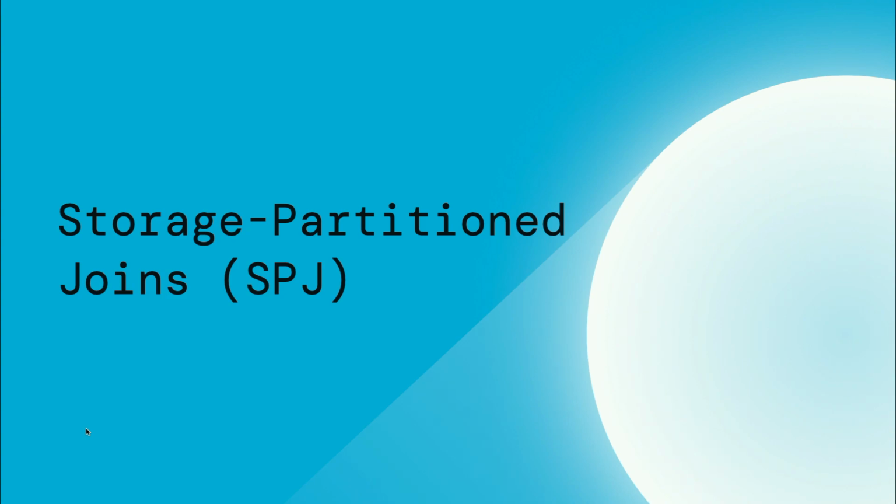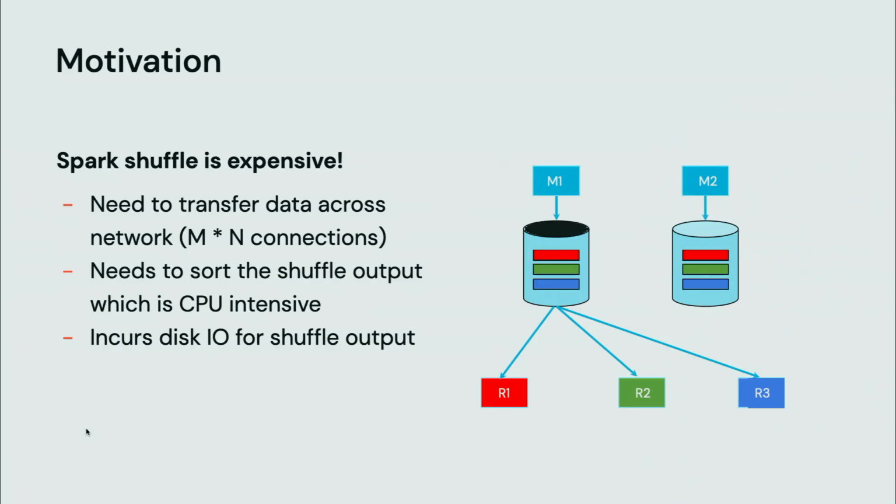Thanks, Anton. So in the following slides, I'll talk a little bit about storage-partitioned join, which is a new feature in Spark 3.3, but becomes more mature in Spark 3.4. So first, motivation, right? Why we want to create this feature.